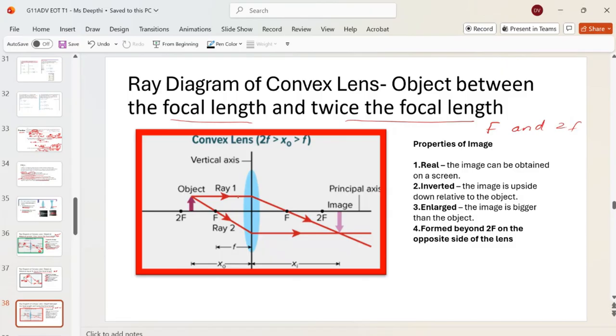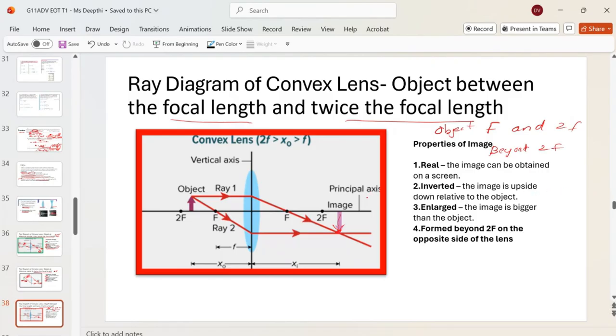The same picture: straight and passing through the focus, then through the focus and passing straight. So the two lines touch here. It's an inverted image, and you can see that it's bigger than the object, right? So when the object is between F and 2F, the image is beyond 2F on the other side.